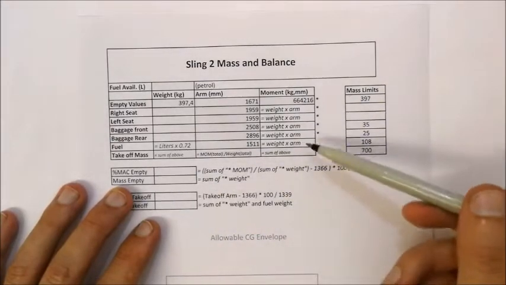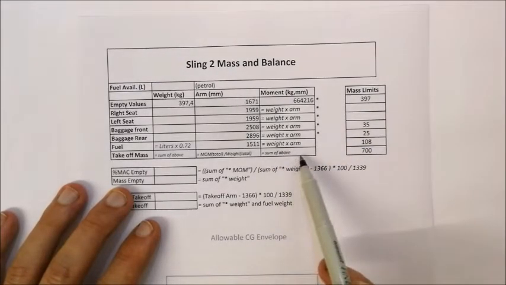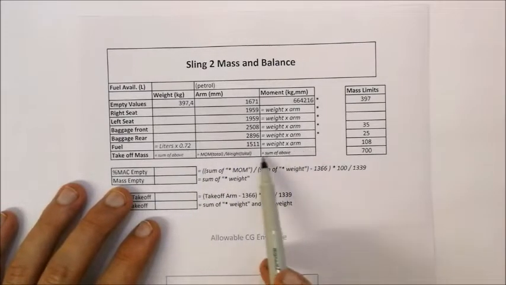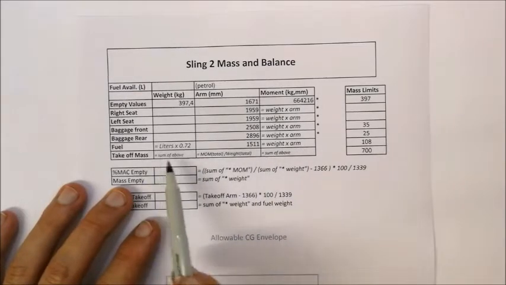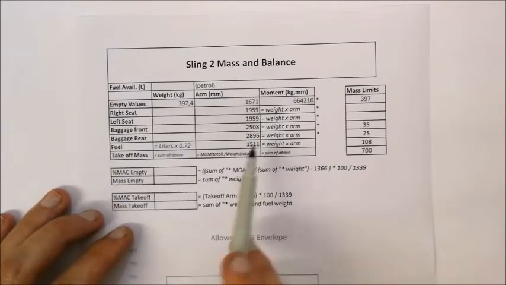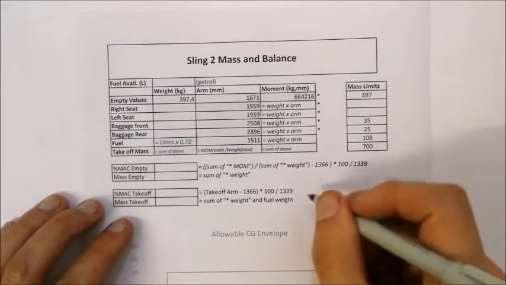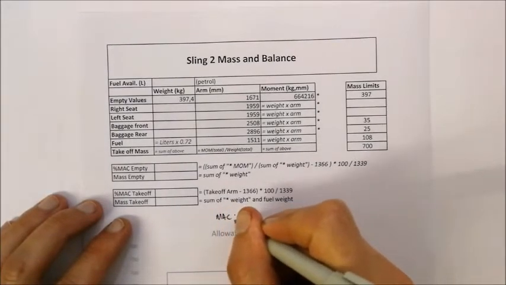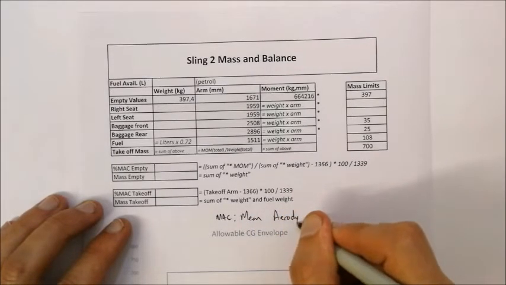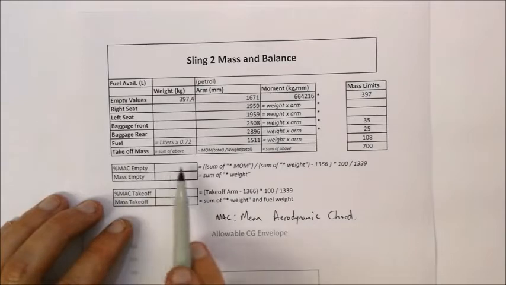Finally, once you've done it for all of them, you're able to add all these moments together to get the sum of the moments. And then the arm can be calculated by taking this moment value and dividing it by the total mass to get your total arm length. Okay, so then there's your percentage MAC empty that has to be calculated. So percentage MAC stands for mean aerodynamic chord. Okay, so the percentage MAC when it's empty is calculated.